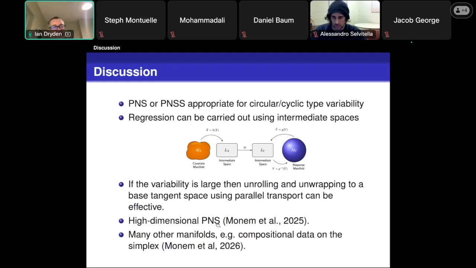And you'll have noticed these applications are quite high dimensional. So there are computational methods for doing what we've just shown, and you can do this on many other manifolds. For example, compositional data on the simplex, you can map to the sphere and do it there.